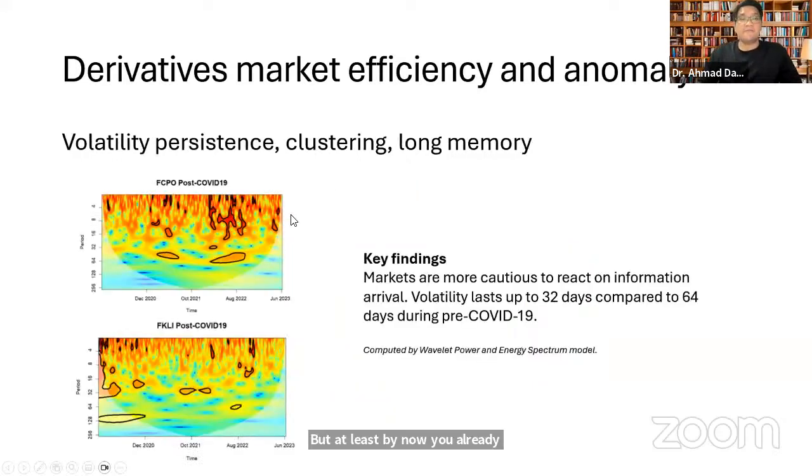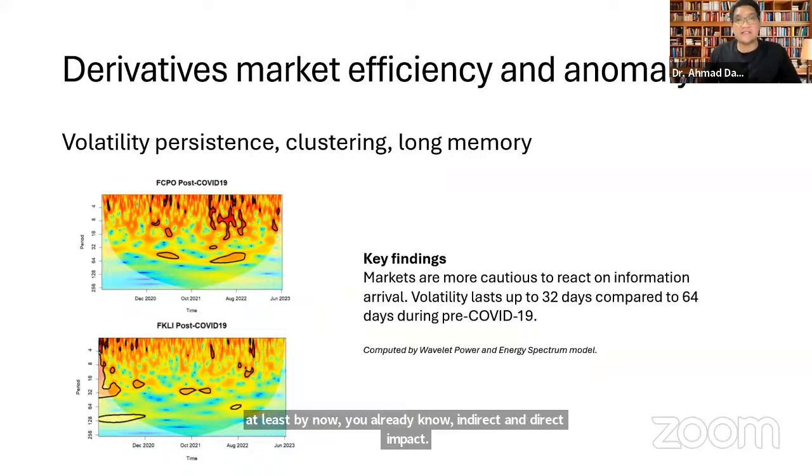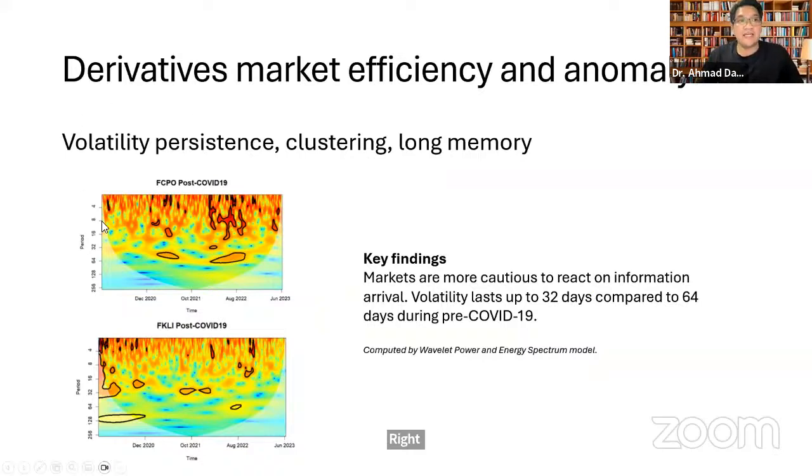Volatility persistence, clustering, and long memory. As you can see here, for crude palm oil futures after COVID-19 happened, and for KLCI futures after COVID-19, we can conclude that markets are more cautious.